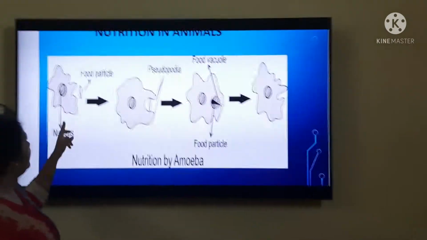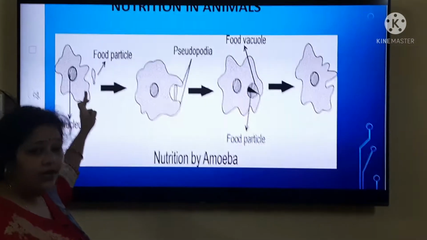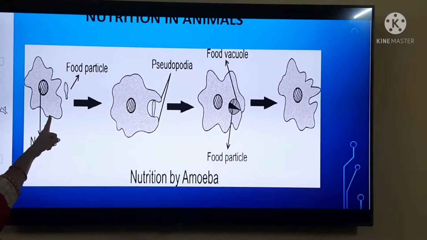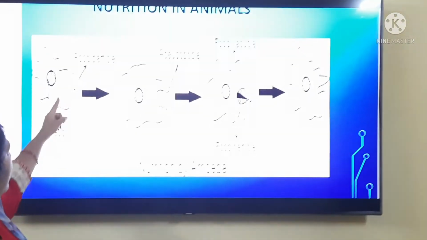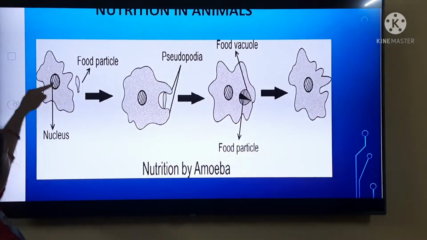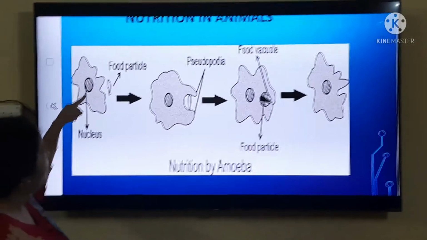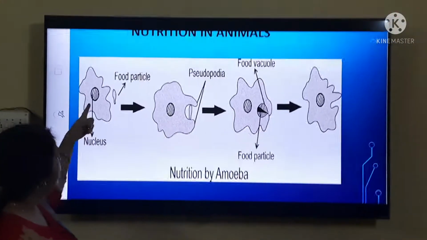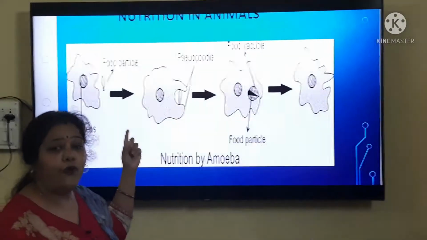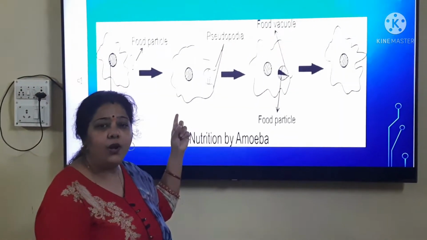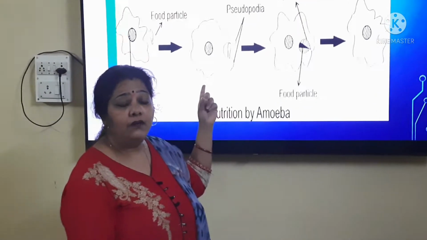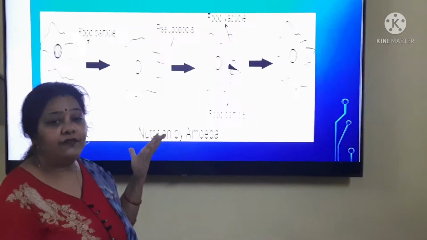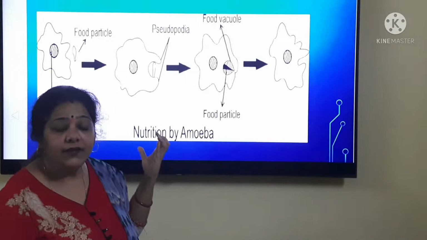As you know, this is amoeba. Is it clearly visible? Diagram of amoeba. It is visible. One food particle is here, and this is the nucleus of amoeba. This amoeba has a nucleus, and amoeba has false feet. That is called as the, what is it called? False feet of amoeba. Yes.